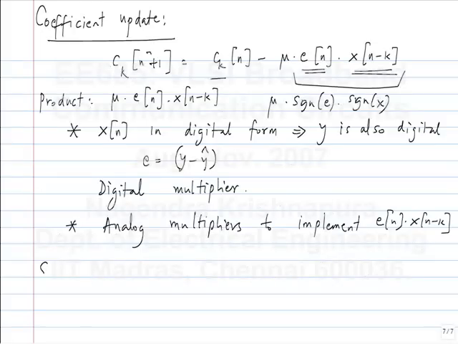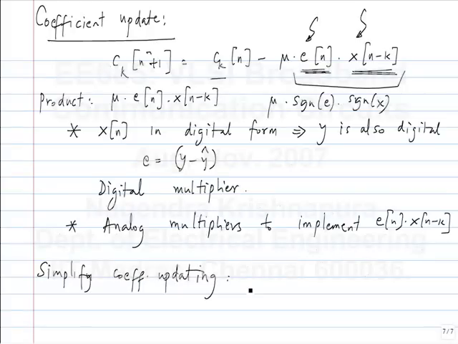So, to simplify the coefficient updating, you can use maybe the sign of E and the value of X, or you can use the sign of X and the value of E, or you can use the sign of both. Meaning, you can think of converting these values to digital with lower and lower precision until a point where you only detect it to 1-bit precision, where you simply see whether it's positive or negative.